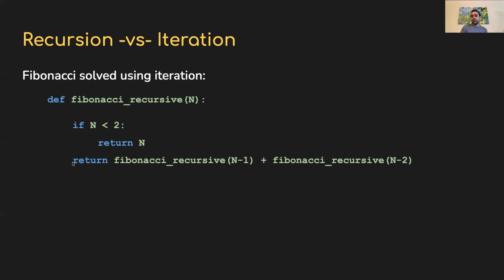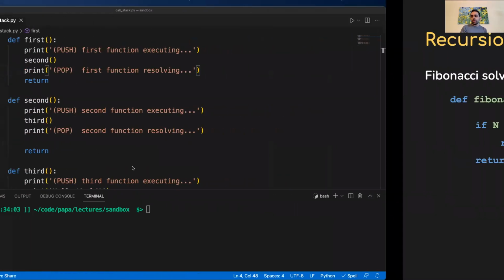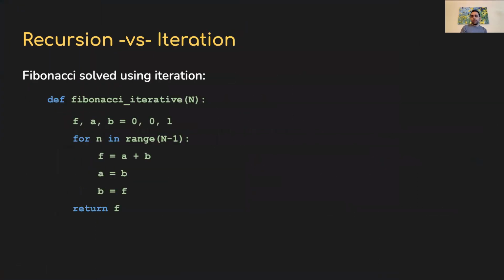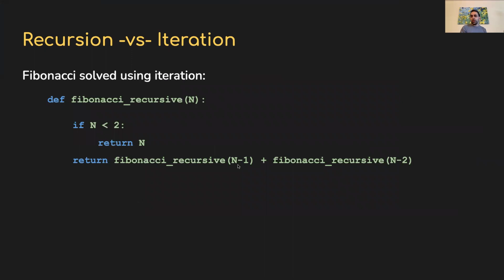But in this case, this return value is our general case. That is our recursive case, right? Because that is the point where we're actually calling our function again. So this return statement right here, this is our recursive case. Our base case is right here. So in this base case, we check for our special condition, in this case, when n is less than 2. That is when we stop calling this function again.